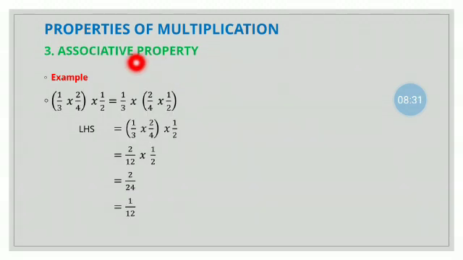The third property, associative property. So 1 upon 3 into 2 upon 4 into 1 upon 2 equals 1 upon 3 into bracket 2 upon 4 into 1 upon 2. So again let's start with LHS and RHS. So bracket 1 upon 3 into 2 upon 4 bracket close into 1 upon 2. So 1 into 2, that is 2. 3 into 4, that is 12. So 2 upon 12 into 1 upon 2. So 2 ones are 2, 12 twos are 24. So 2 ones are 2, 12s are 24. So 1 upon 12.